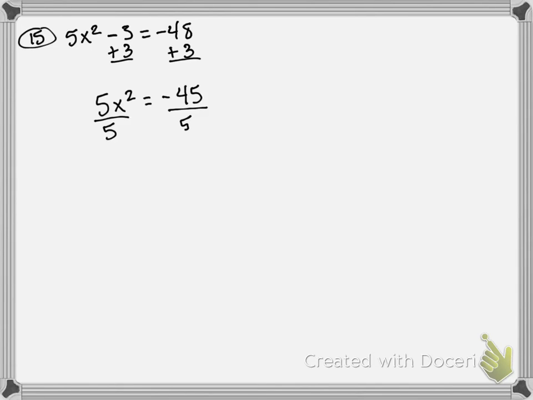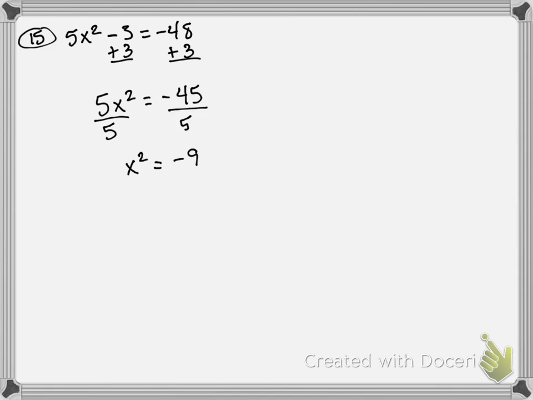15 says 5x squared minus 3 equals negative 48. All right, first step is going to be to add the 3 over. All right, you get 5x squared equals negative 45. What do y'all think here? We're going to divide by 5. Very good. x squared equals negative 9.